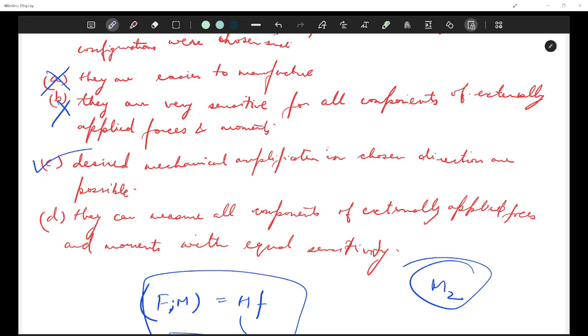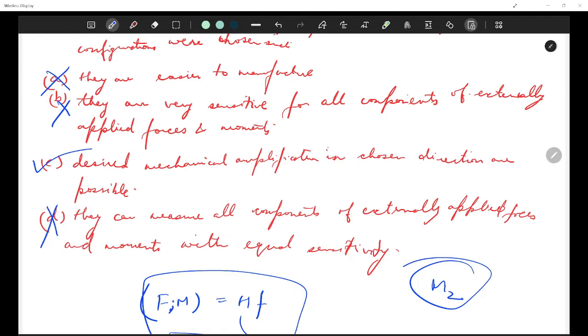The last option is they can measure all components of externally applied forces and moments with equal sensitivity. Equal sensitivity means isotropic configuration. Singular configuration is the opposite of isotropic. In the isotropic case, your condition number is 1. In the singular case, the condition number is infinity. So equal sensitivity is not achieved, hence it is wrong.